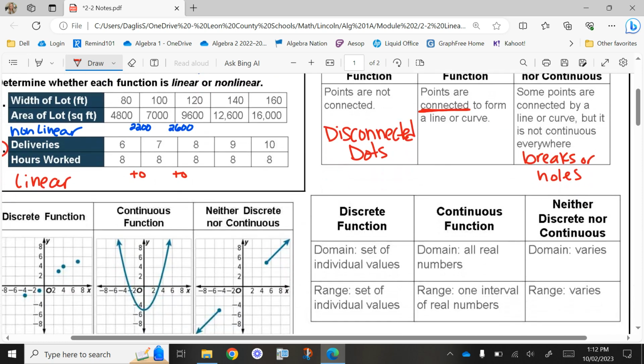All right. And then our second little table of information just talks about domain and range. So for discrete functions, their domain and range is just the list of the points, which we did on Friday, right?